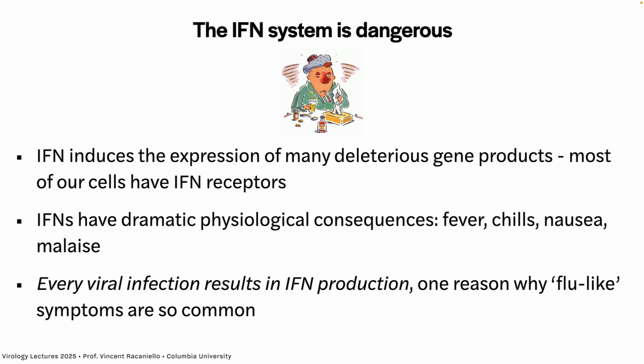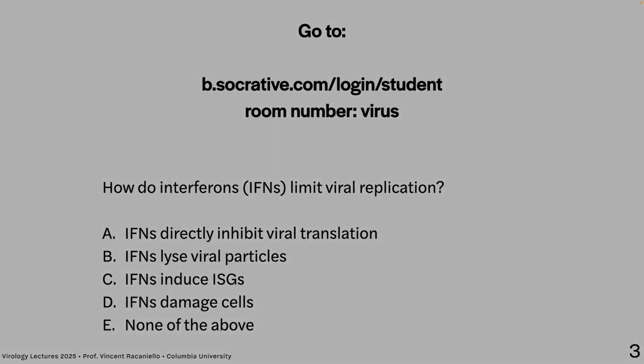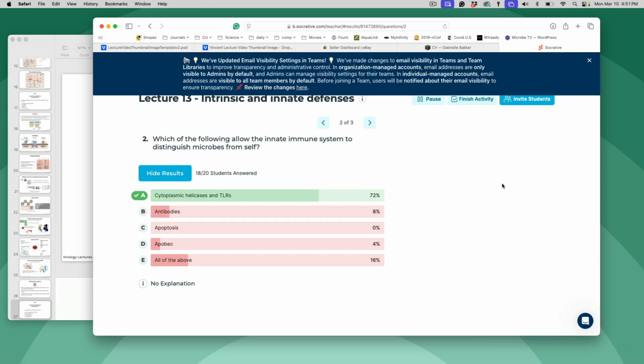And when you treat people with interferon for a virus infection, for years, hepatitis C virus infection was treated with interferon. The patients feel horrible because you're inducing all these interferon-stimulated genes. They get fever, chills, nausea, and malaise all the time. So they stop taking the interferon because they feel so badly. We don't do that anymore. We have great antivirals that are much, much better. Now, early in COVID, we tried to do it, but it didn't work very well.